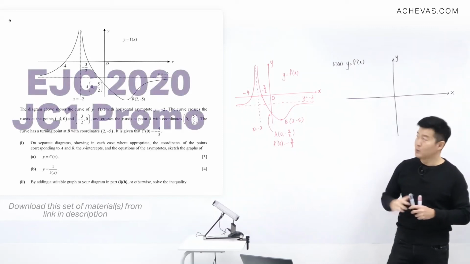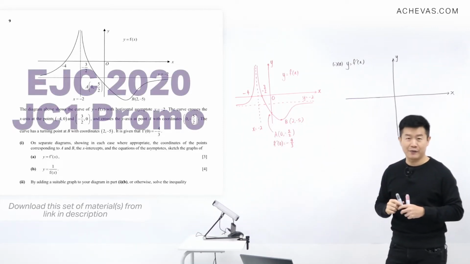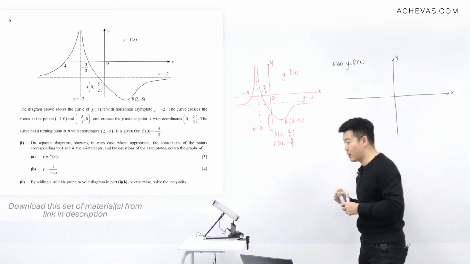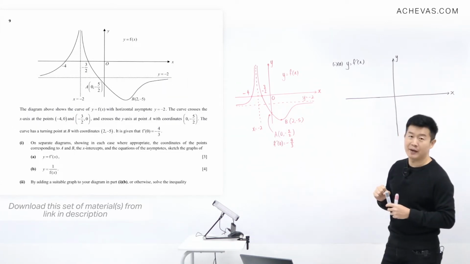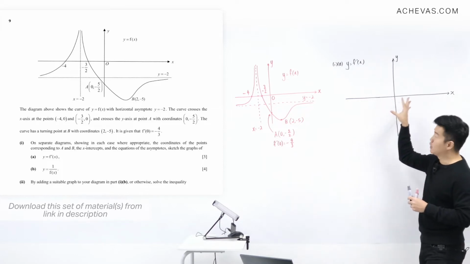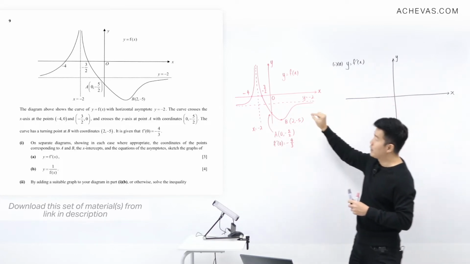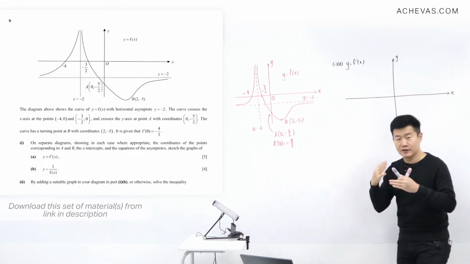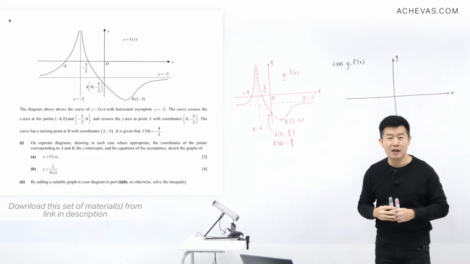In question number 9, we are given the graph of y is equal to f(x), and in part 1a, we are supposed to sketch the graph of y is equal to f prime x. So the y coordinates that we're going to be sketching will be representing the gradient that we are interpreting from this graph.